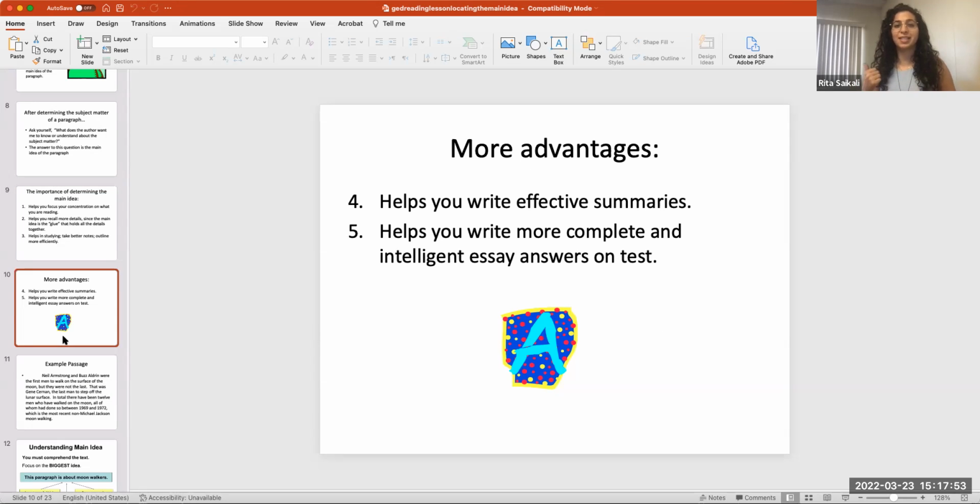Some more advantages is that it helps you write more effective summaries, right? So if you have to summarize all of what you read, if you know the main idea, then you can do it. So if I ask you to summarize what I said about my brother, what can you say? He's smart. And what else? Why is he smart? Exactly, right? So because you heard the main idea, you are able to summarize more effectively, okay?